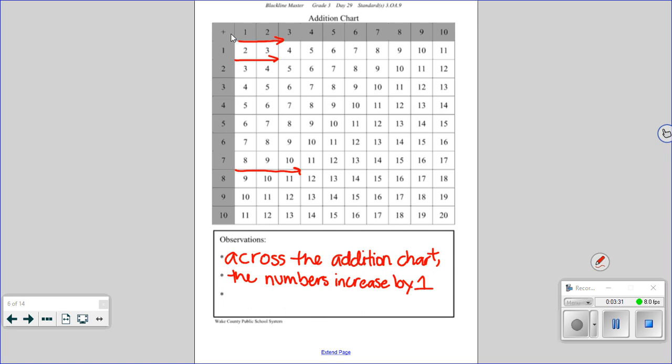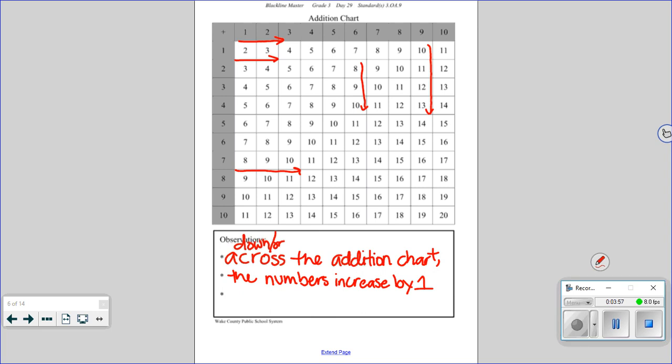The same is true if I start looking down my addition chart. 11, 12, 13, 4, 8, 9, 10. As I go down or across the addition chart, the numbers increase by 1. Go ahead and pause the video and see if you can find any other patterns.